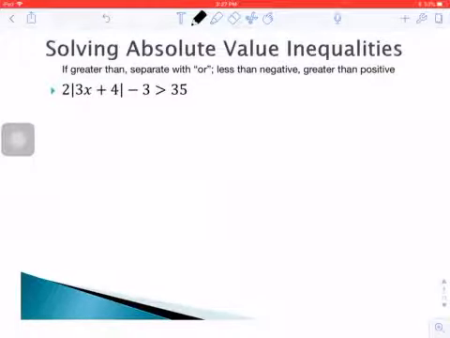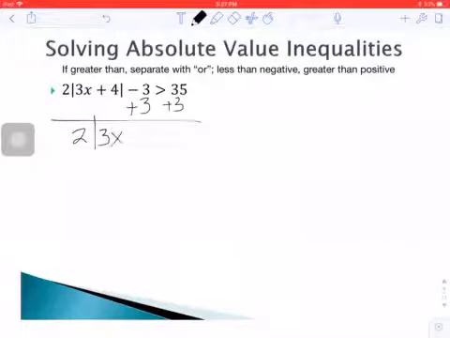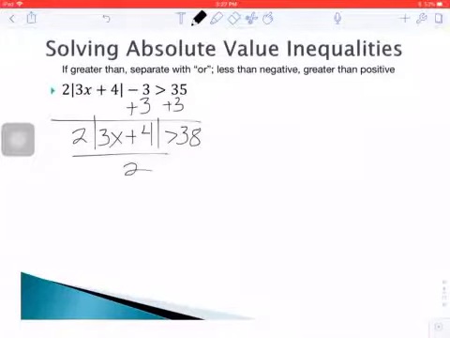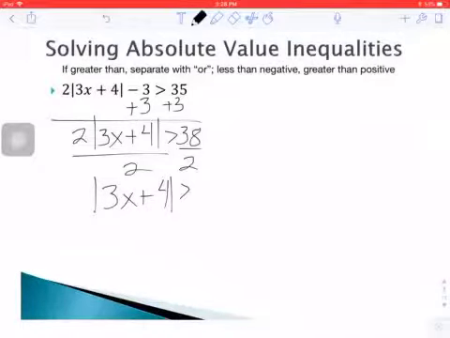Okay, so again, first step is always get absolute value stuff by itself first. So we'll move all the numbers that are not absolute value. And we'll do this. Going ahead, this is going to be greater than 38. And then we're going to divide by 2 to get the absolute value of 3x plus 4 is going to be greater than 19. And so what we're dealing with now is we've got to figure out how to handle this.